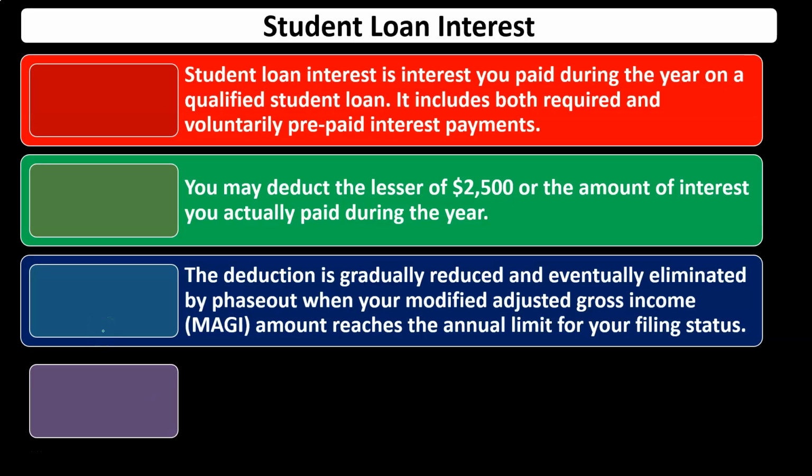The deduction is gradually reduced and eventually eliminated by phase out when your modified adjusted gross income (MAGI) amount reaches the annual limit of your filing status. So in other words, as you earn more money, as your income goes up, you'll have a phase out until you eventually lose the ability to take the deduction related to the interest. So even though you have the form 1098, you put the 1098 in, then it may be phased out due to your income reaching a certain level. We'll talk more about what those levels are in the future.